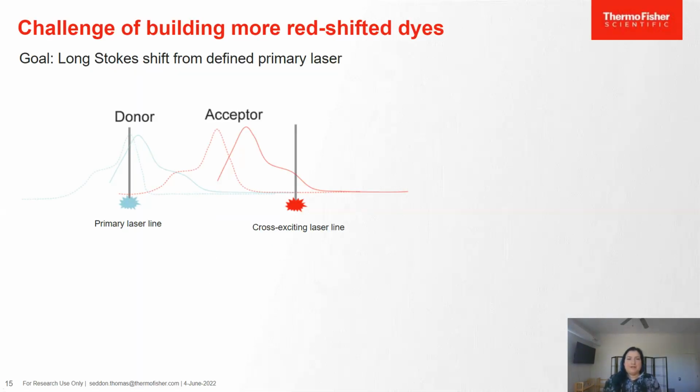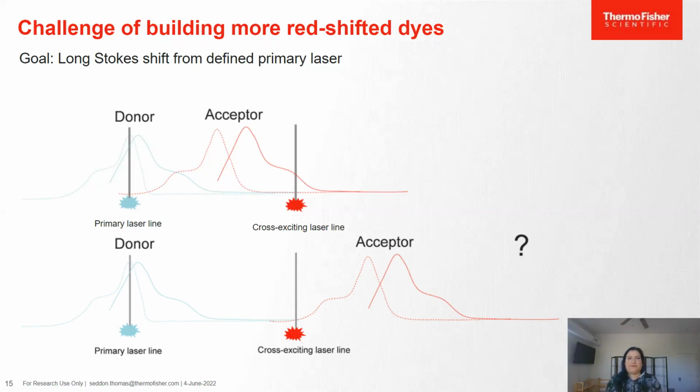And so the next thing we tried to attack was this problem of building more red-shifted dyes. And so when you think about it, the goal is really to get something that is a long Stokes shift from a defined primary laser. So here you can see you have your typical donor dye, you have your acceptor dye, and you have high spectral overlap. And so it's very easy to transfer that energy from the donor dye to the acceptor. But when you think about doing this further down across the spectrum, you can see that then the donor can be excited, but it would just tend to emit where it is because it's too far away from the acceptor.